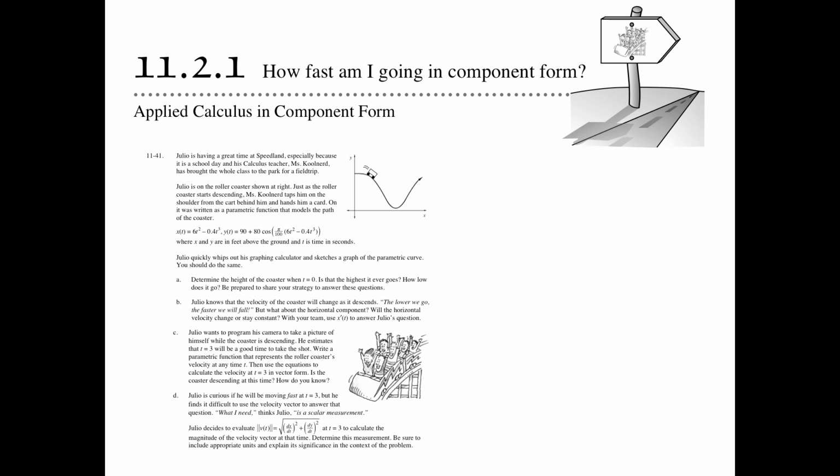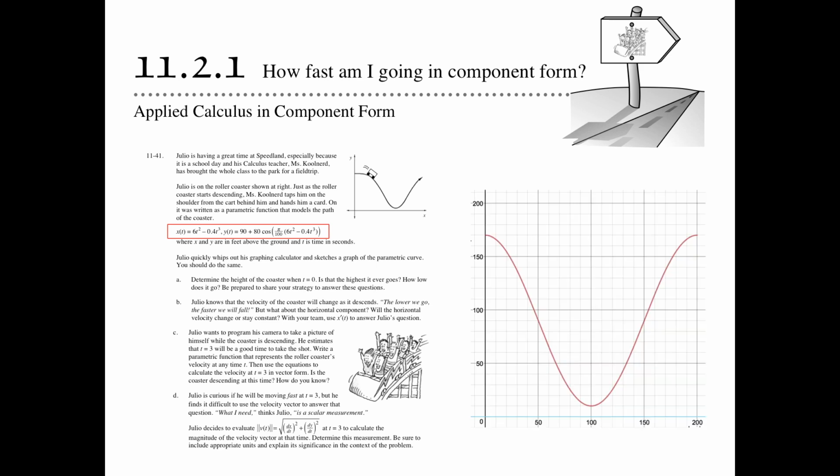Problem 11-41 explores a parametric equation that describes the position of a roller coaster as a function of time. Your students will sketch the path of that roller coaster on their calculators, and then in parts A through C, they will differentiate to determine the corresponding velocity function for each component. They will then use those components to answer questions about the position and velocity of the coaster at various times.